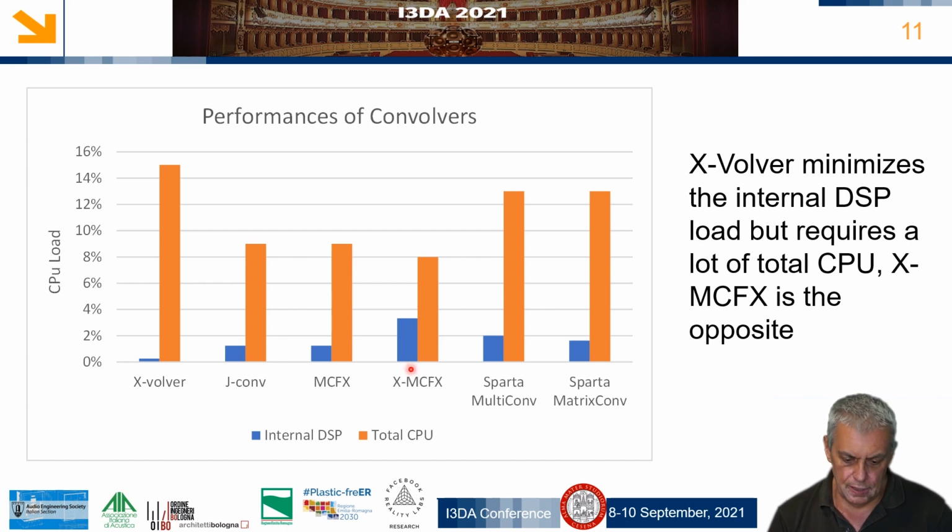Oppositely, the newest one, XMCFX, has a much bigger load on the host program, but minimizes the overall CPU demand on the processor of the computer. So currently we think XMCFX is the best plugin for doing real-time auralization.